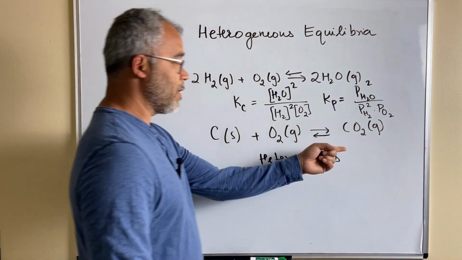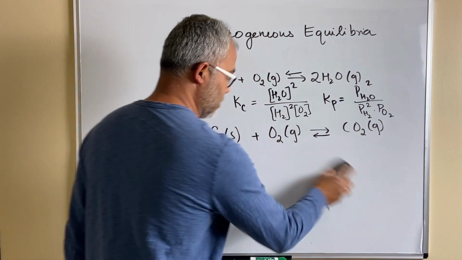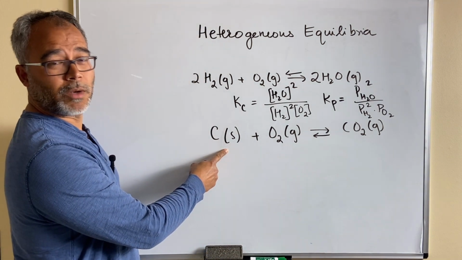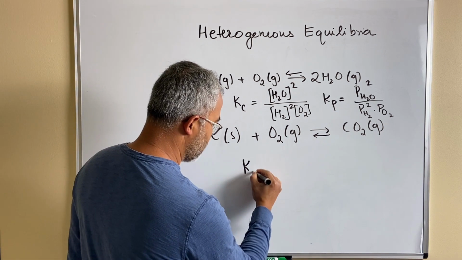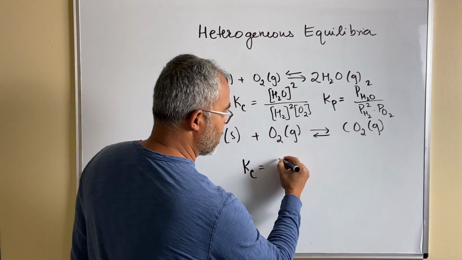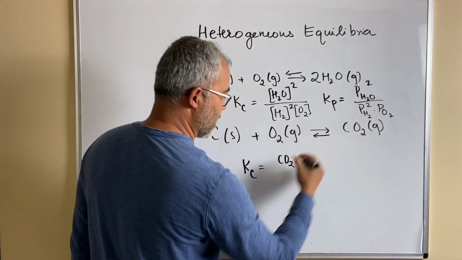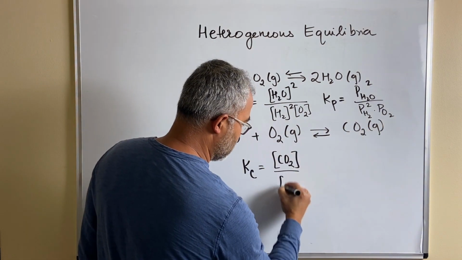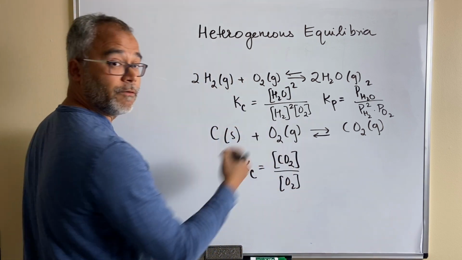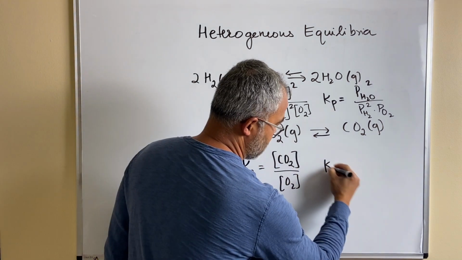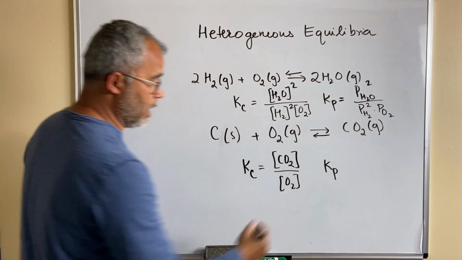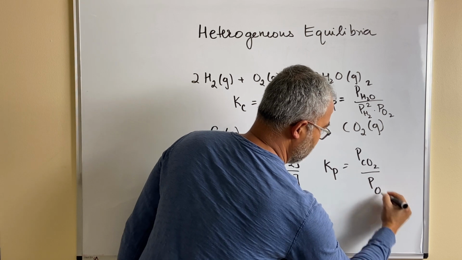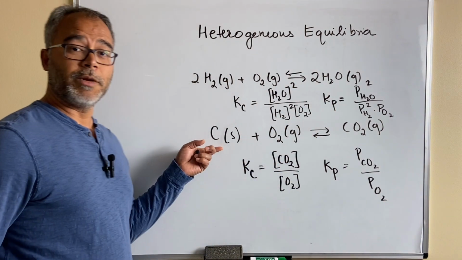But if you have to express something out here for the heterogeneous case, then if you have a solid, it will not appear in the equilibrium constant. So Kc for this would be written as simply the gaseous form raised to the coefficient of 1 over oxygen raised to the coefficient of 1. If you expressed it in terms of partial pressures, Kp would be equal to partial pressure of carbon dioxide over partial pressure of oxygen. Carbon does not appear.